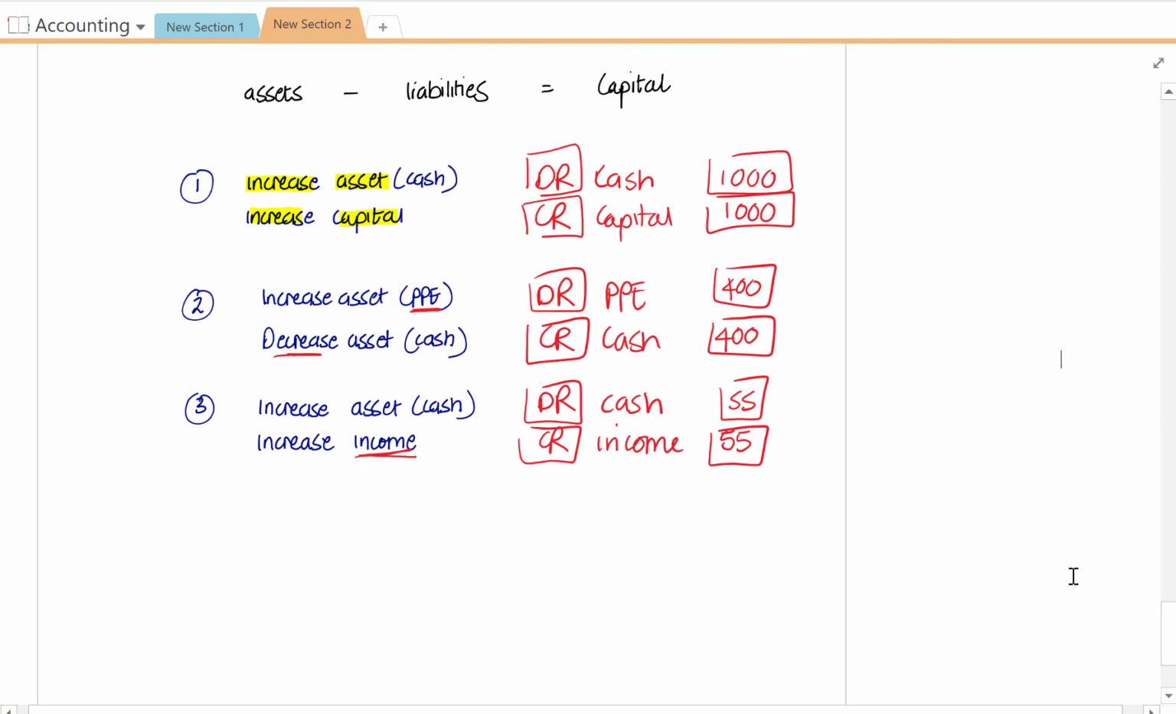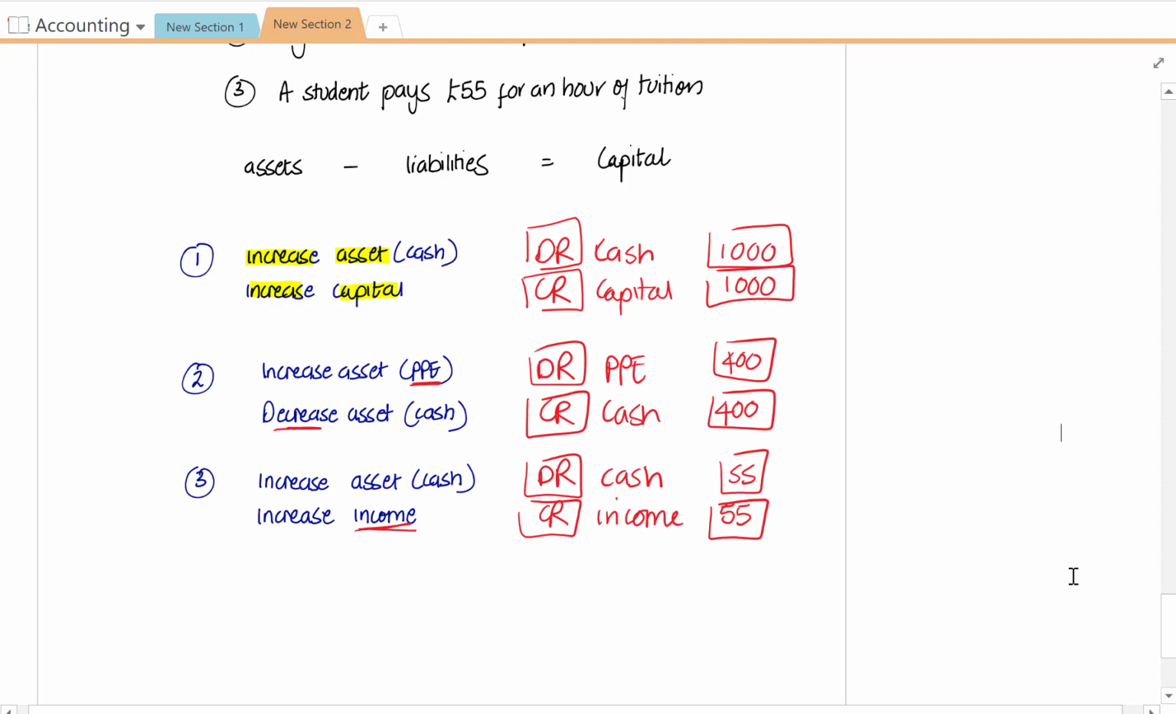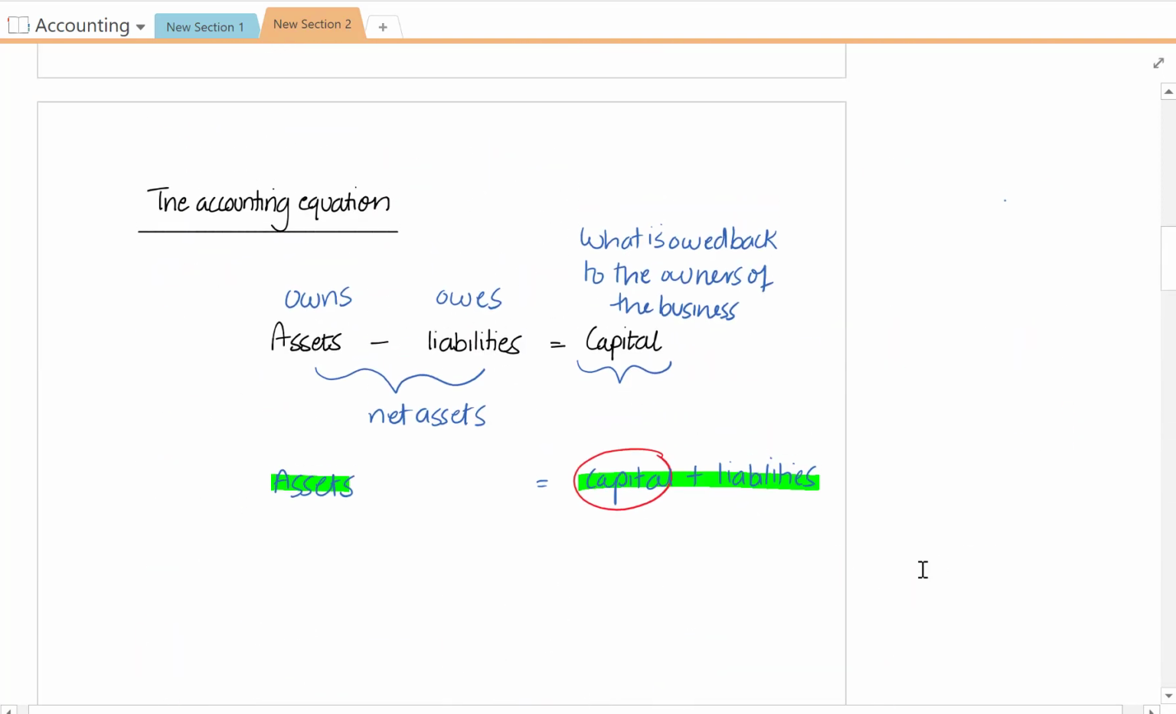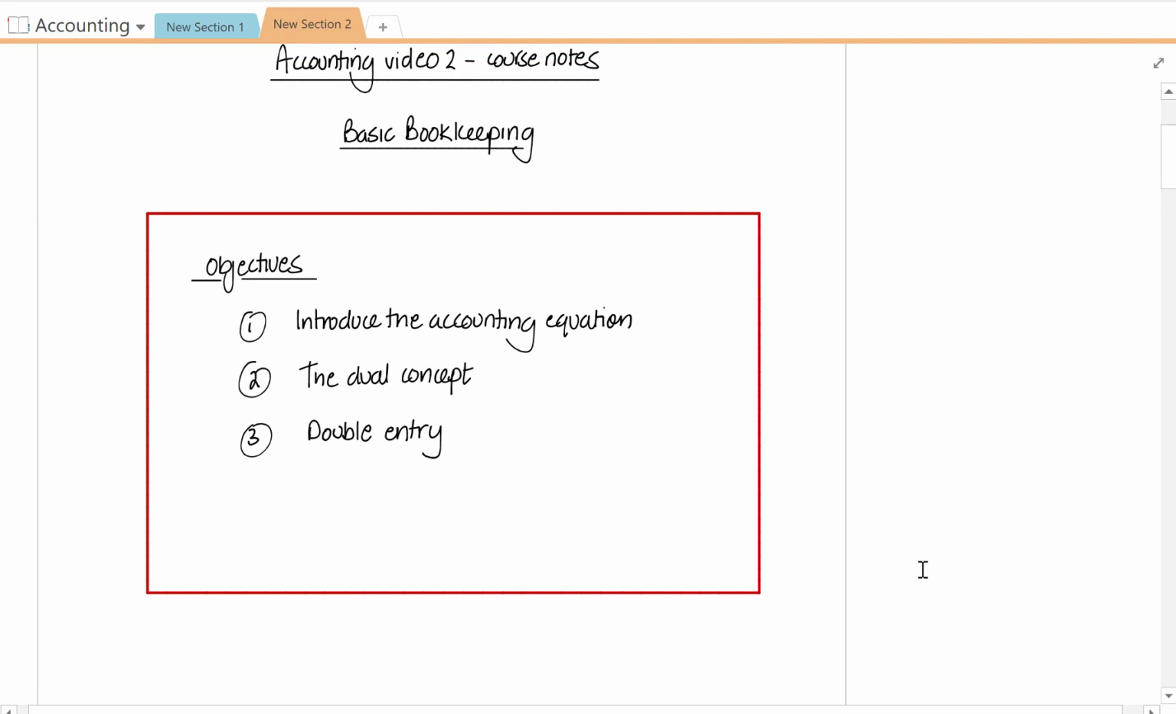Right, that's it for this really short video. Hopefully you found it useful. What we did is we started off by introducing the accounting equation, and we said that the accounting equation is assets less your liabilities equals your capital. We then moved on to cover the dual concept. The idea of the dual concept is that the accounting equation, both sides, must always hold true. The final bit of this video was the application of the dual concept by considering a bit of bookkeeping, the recording of transactions, by using the mnemonic DEAD CLIC.